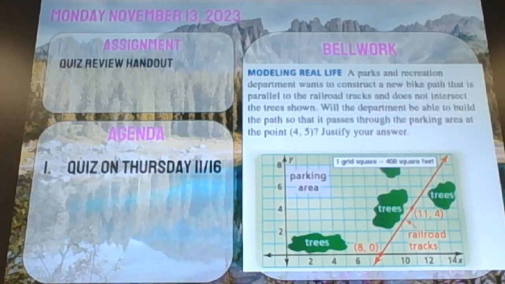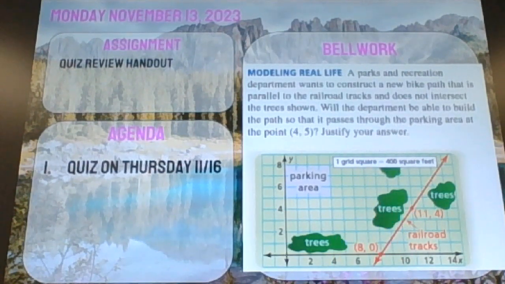You should be thinking about, okay, is this really how people do this? Is this really how people plan paths and parks? A park and recreation department wants a bike path that is parallel to the railroad tracks. Here's the railroad tracks. The path is supposed to be parallel to this.